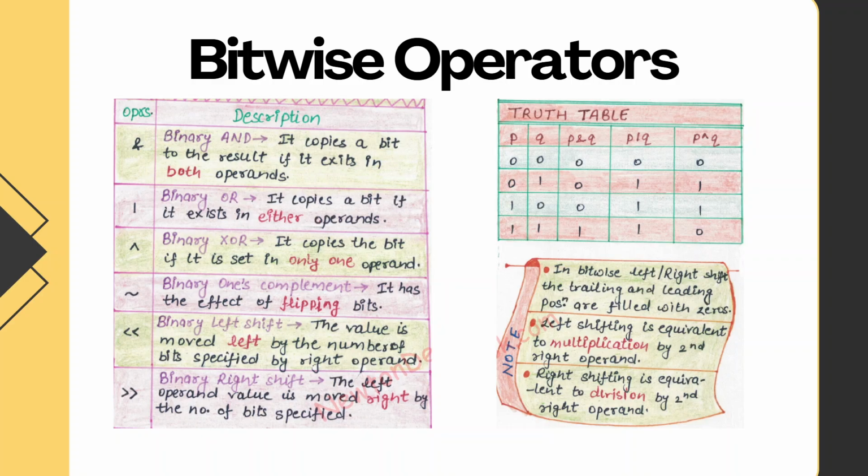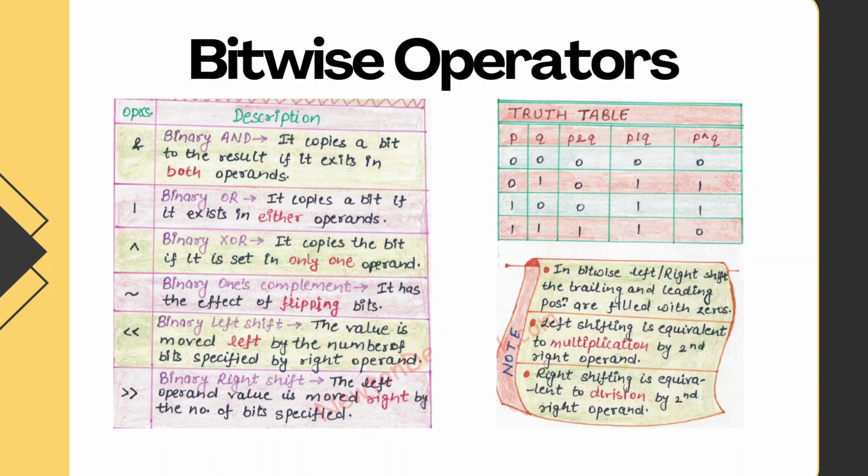Bitwise operators. Binary AND: it copies a bit to the result if it exists in both operands. Binary OR: it copies a bit if it exists in either operand. Binary XOR: it copies the bit if it is set in only one operand.